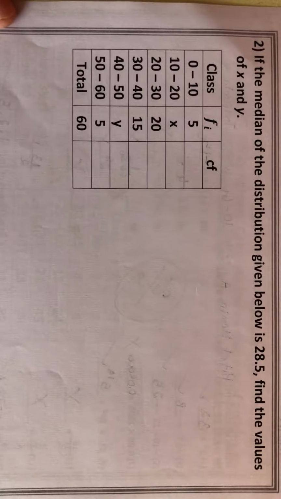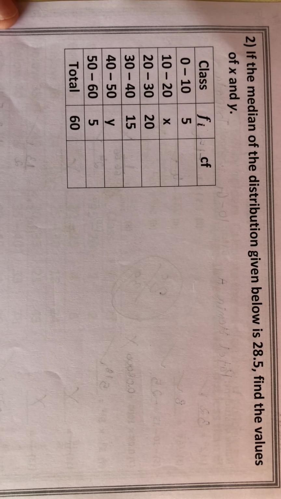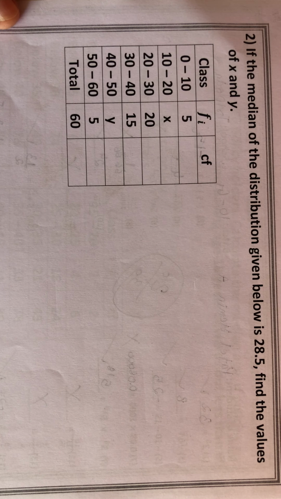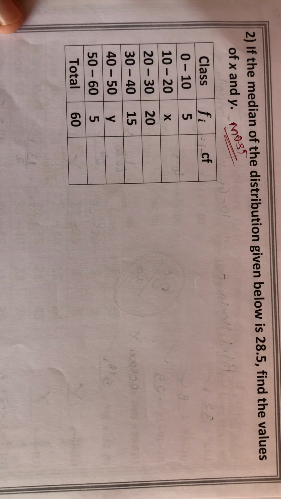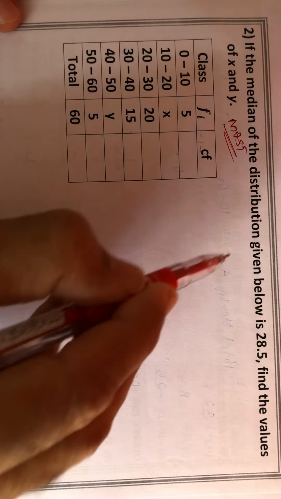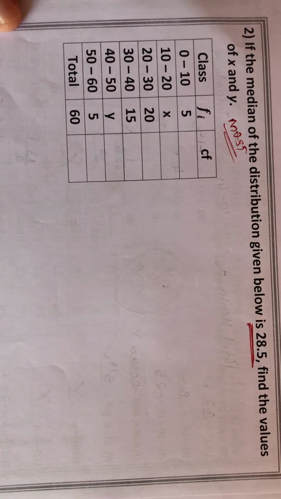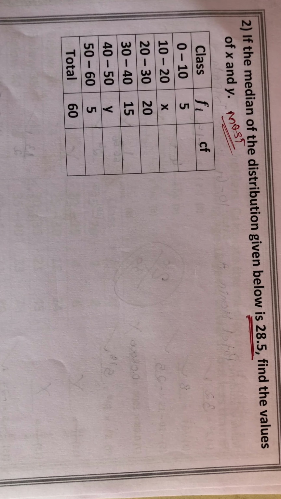But it is also very, most important for the board examination, also for the school examination. Okay, it is the most important sum. Why is it most important? Because the answer is already given. You may think, sir, the answer is given, so how is it important? Of course, because we have to find out the missing frequencies, that is x and y.